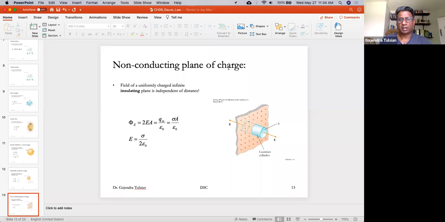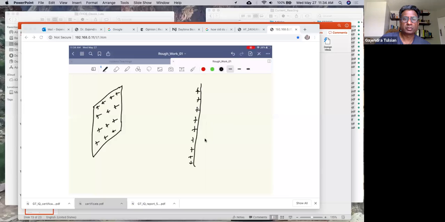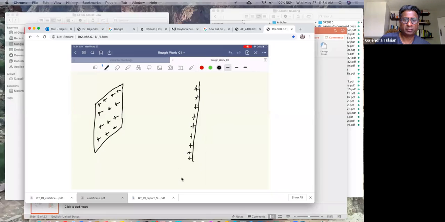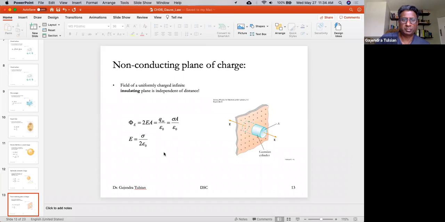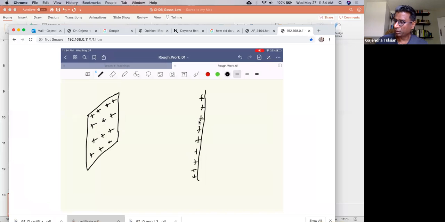Now we'll use Gauss's law to calculate this electric field, and we'll derive this expression, E equal to sigma by 2 epsilon naught. So what we'll do is we'll draw a cylindrical Gaussian surface. Here is an imaginary surface, and it has a circular cross section.